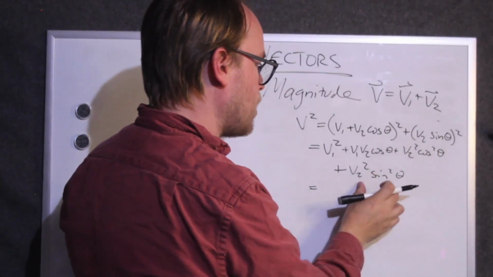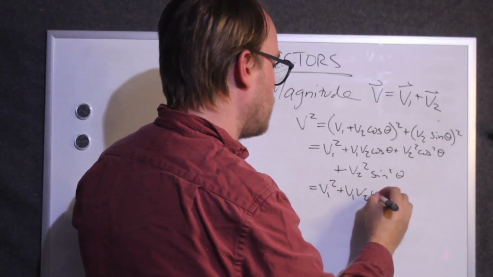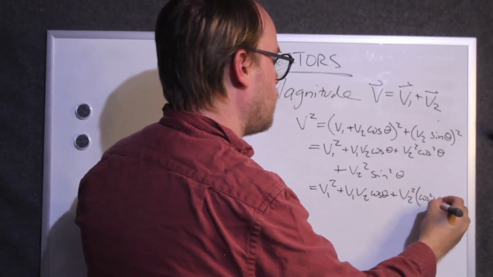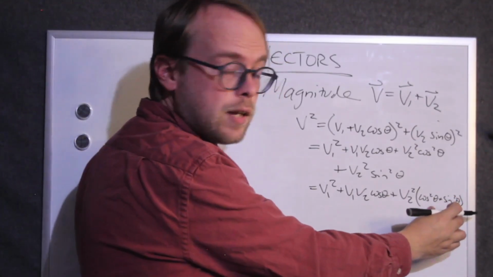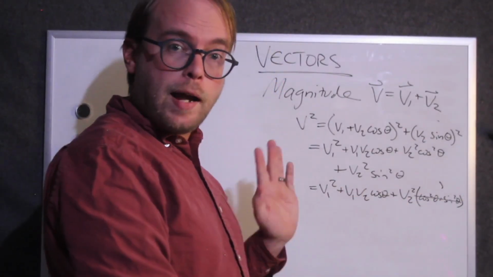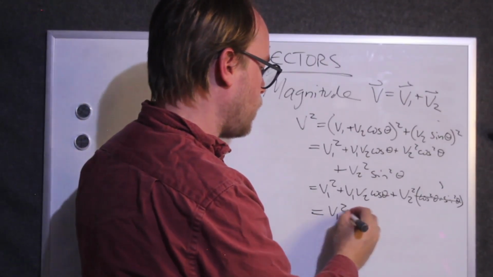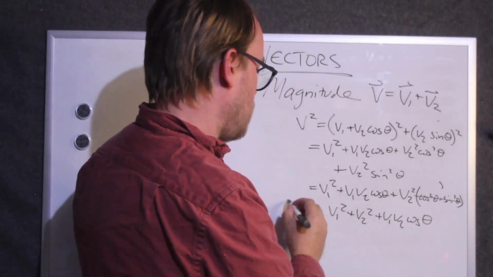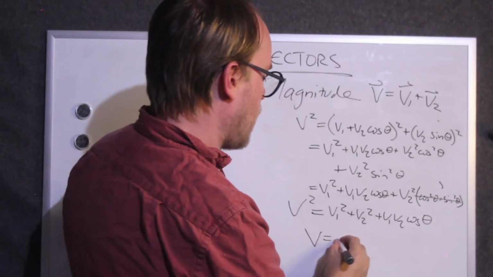Out of this term and this term, we're going to factor out the v2 squared: v1 squared plus 2 v1 v2 cosine theta plus v2 squared times (cosine squared theta plus sine squared theta). And this is a trigonometric identity. This equals 1. You can look that up. That's high school math. But that equals 1. So we're left with v1 squared plus v2 squared plus 2 v1 v2 cosine theta equals v squared. So v, the actual length of the vector, is the square root of that.